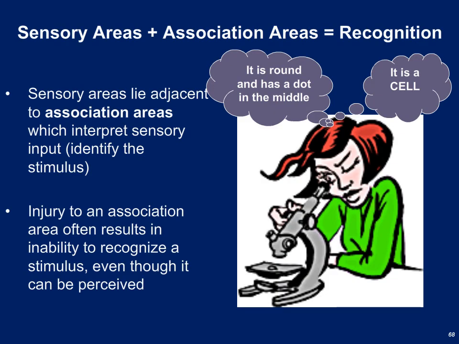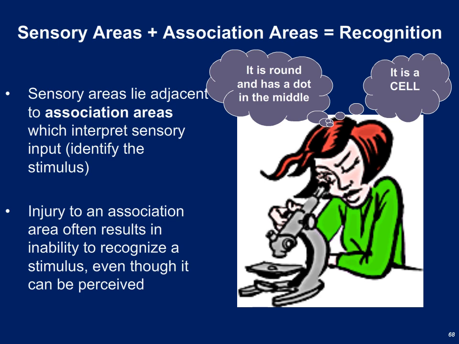So now that we've talked about the primary sensory areas, we also need to talk about the association areas. The primary sensory area helps us to perceive a particular stimulus, but it doesn't help us to analyze or recognize it. For example, if you're looking through the microscope and you see something that is light, it's round, it has a dot, that sensory information is coming through the primary visual cortex. However, you don't actually come to recognize what you're looking at as a cell or another structure without your visual association cortex. And so the association areas help us to analyze and give meaning to the incoming stimulus.